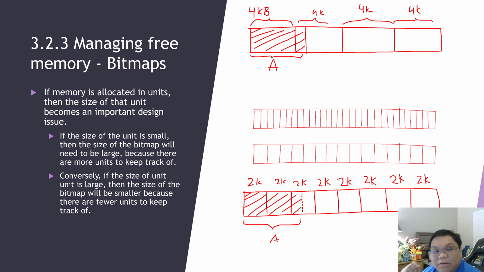If we use larger memory units, we need a smaller bitmap. Therefore, if we have larger memory units, there are fewer memory units to keep track of. We need a smaller bitmap, but it can lead to more internal fragmentation. If we have smaller units, that means we have more units to keep track of, but it results in less wasted space resulting from internal fragmentation.